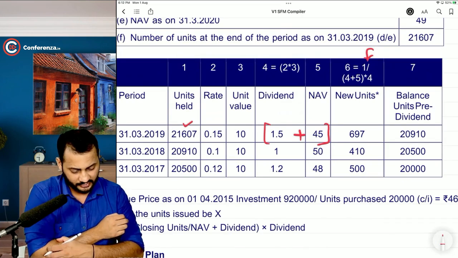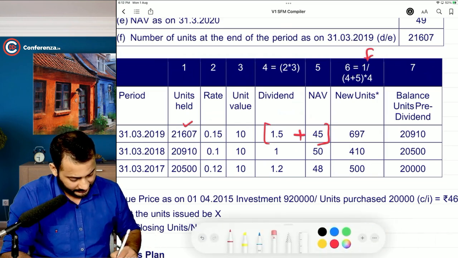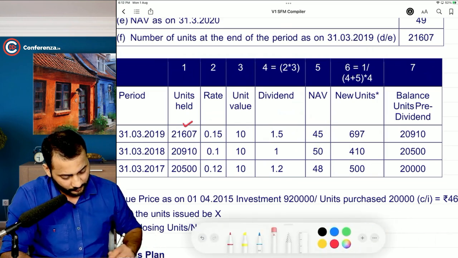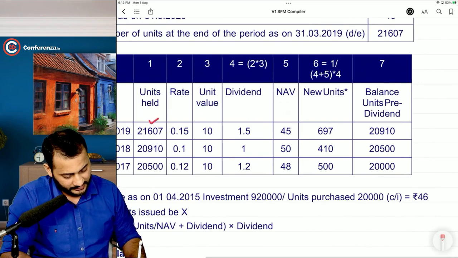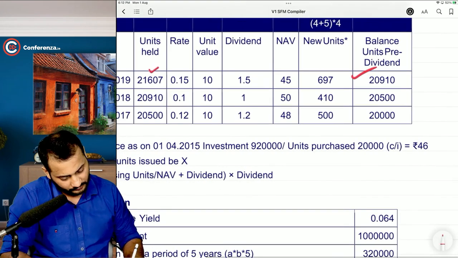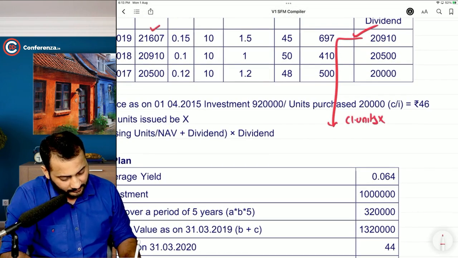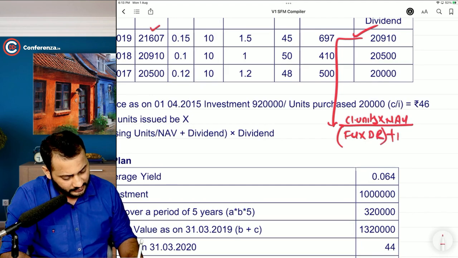That is the additional units now. Okay, forget about it. We are not calculating the additional units. We will directly calculate the opening units. This calculation, I will just write down the formula for this one. What was our formula? Closing units multiplied by NAV divided by face value into dividend rate plus NAV.